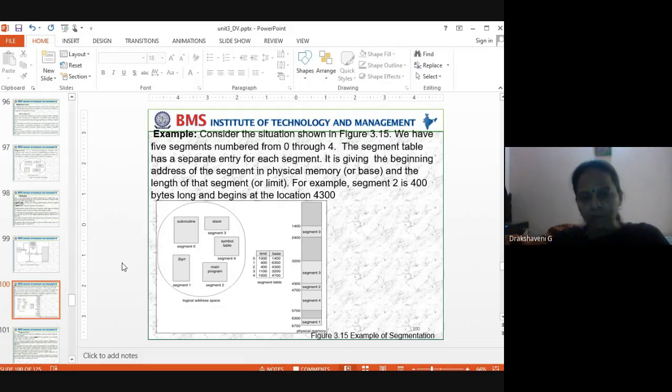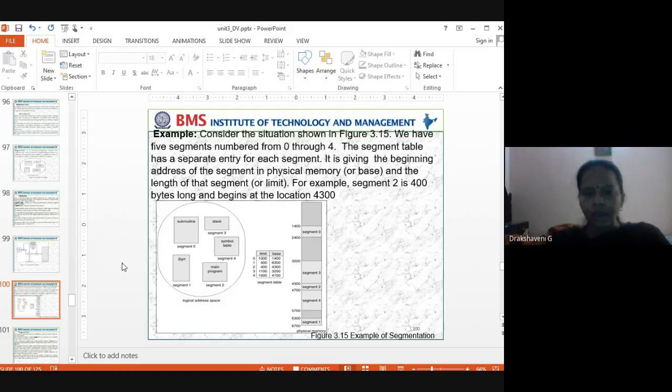You can see in this diagram how many segments: subroutine, square root, main program, stack, symbol table. So segment 0 is the subroutine, segment 1 is the square root, segment 2 is the main program, segment 3 is the stack, segment 4 is the symbol table. All these are present in the segment table.